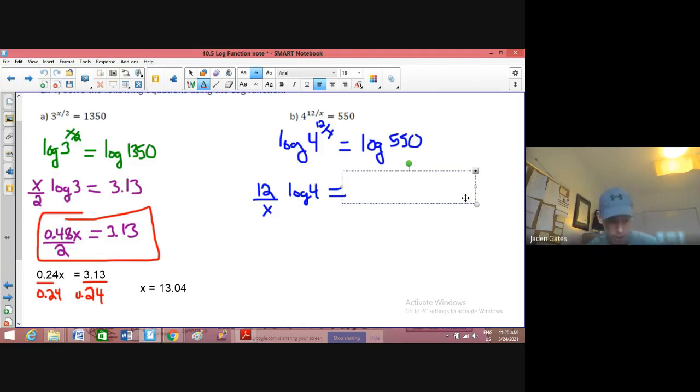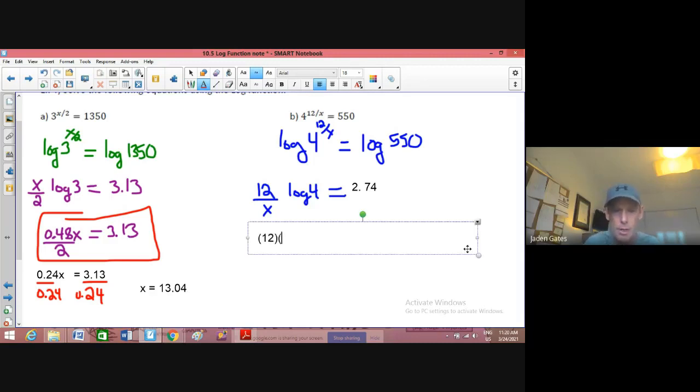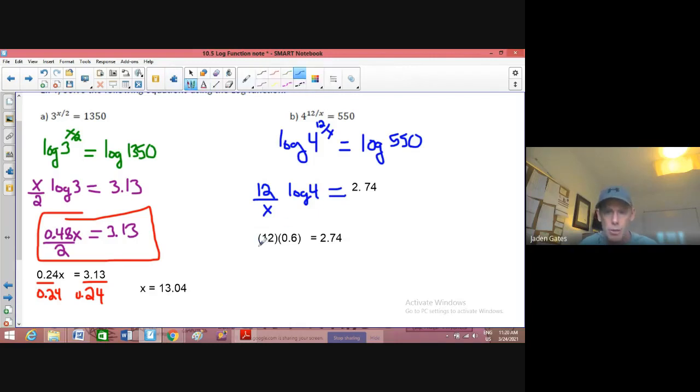All right, equals, take the log of 550. 2 point something, I imagine. Let's see here. Yeah, 2.74. Because 100 has 2 zeros and 1,000 has 3 zeros, so I knew it had to be in the middle somewhere. Now the log of 4. So I'm going to have 12 times the log of 4, which is 0.6, and that's going to equal my 2.74. Hold on, I still have to make sure I put my x in the bottom. Now I'm going to put these two numbers together.